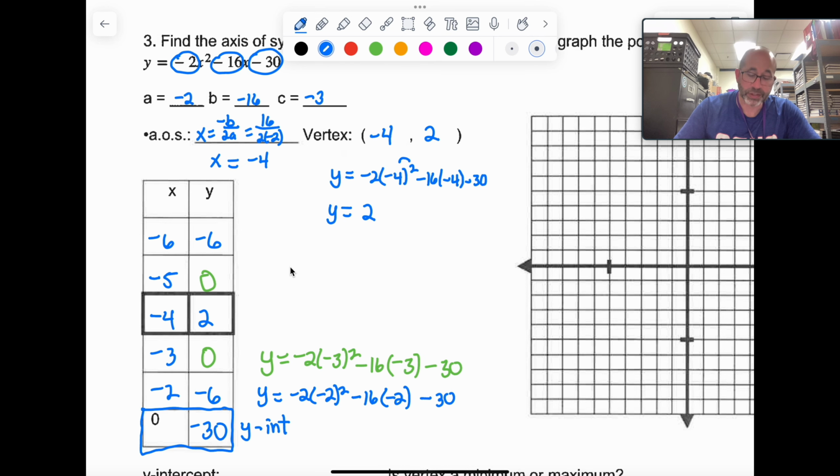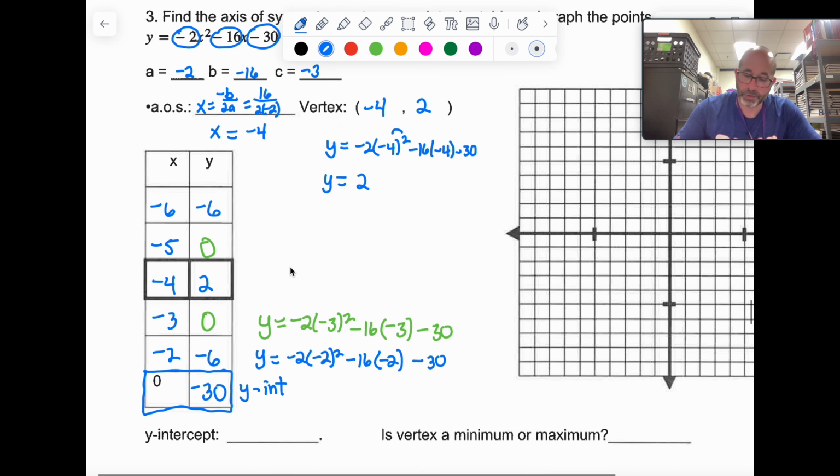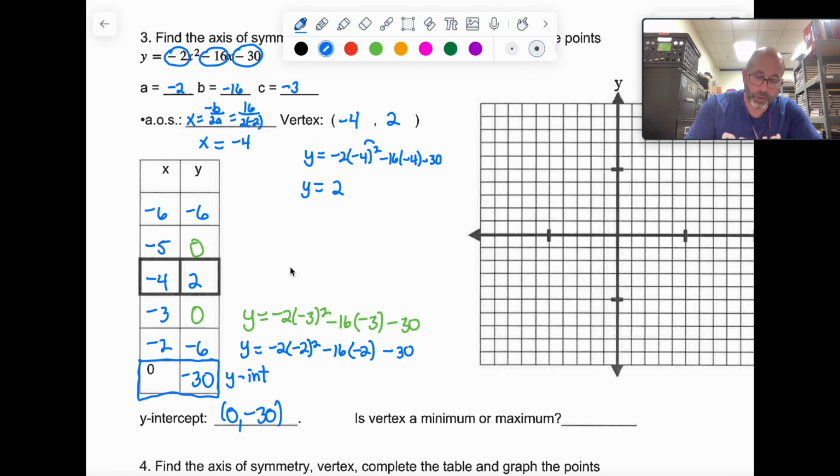Okay, and that's our last coordinate. That's our y-intercept. So we got (0, -30). And now let's graph all these points. So we go (-4, 2). Here's our first point. (-6, -6) is going to put me right here. (-5, 0) will be right here. (-3, 0) will be right here, and then (-2, -6) will be down here.